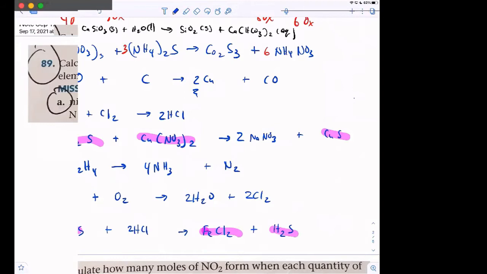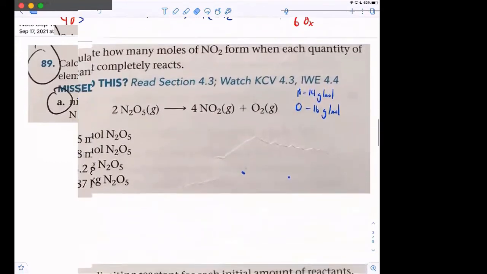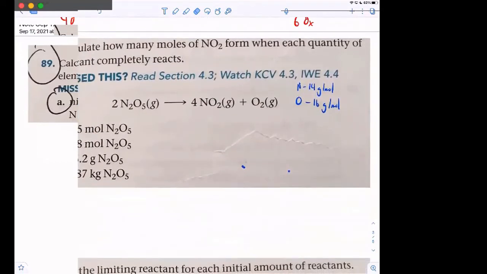And then chlorines, there's 2 chlorines on the left, 2 chlorines on the right. So that's all I needed to do was to put a 2 in front of the HCl, and then that balanced everything. So, questions of this? All right. All right, next one.